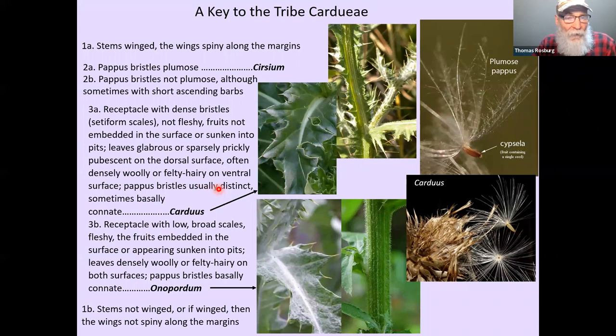Pappus bristles here are distinct. Sometimes they can be a little bit fused together. That's what this means. Connate means fused towards their bases. Down here it says the pappus bristles are always fused. So you can see again, this is going to lead to Carduus. This is going to lead to Onopordum. That's what this species is right here. And the Carduus is what this one is right here.